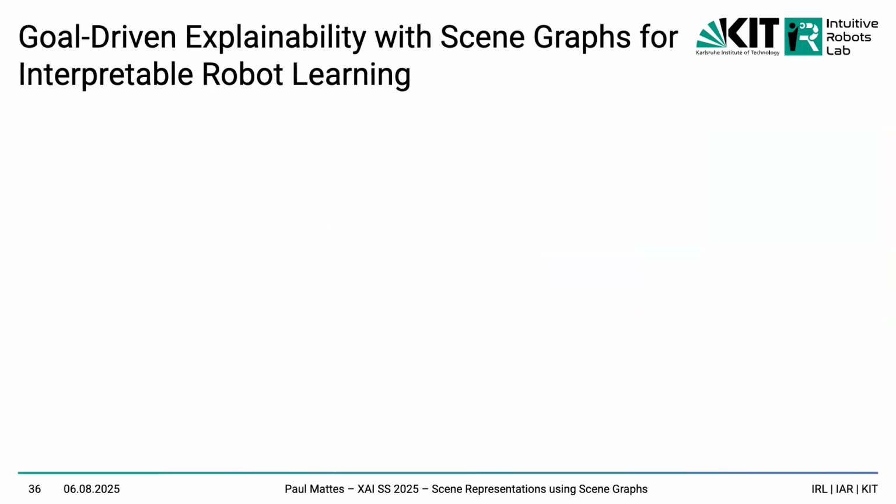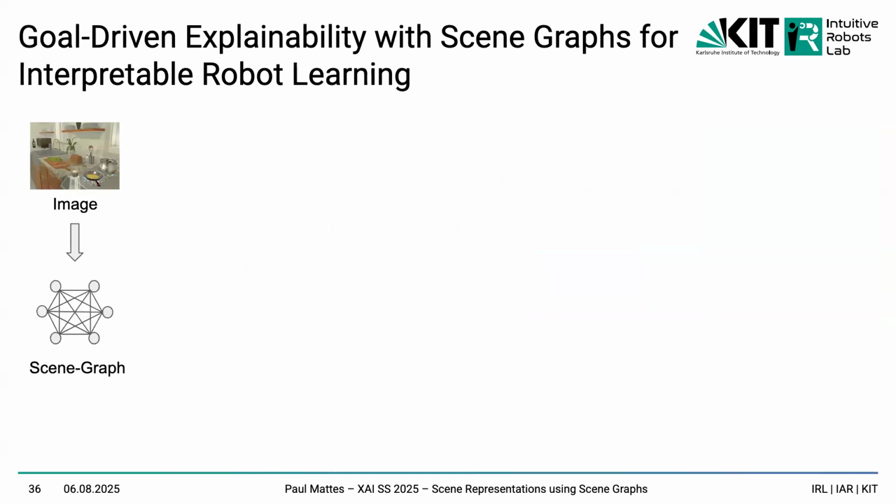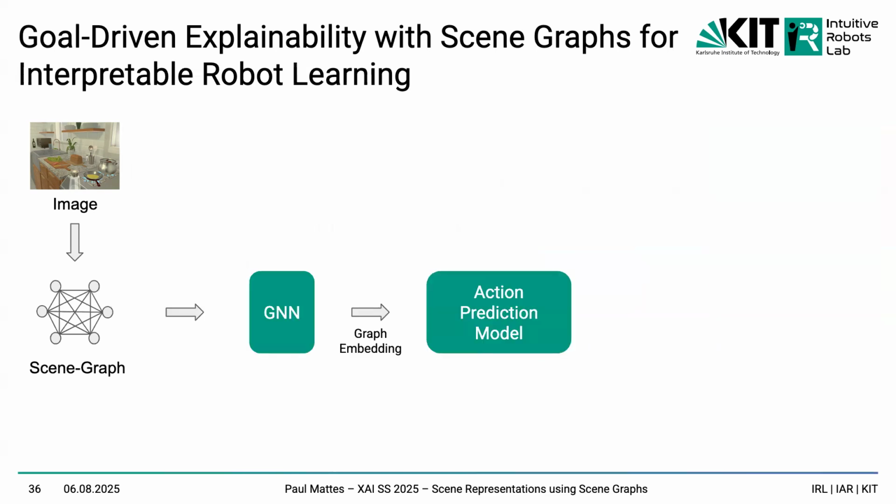And if we now look at robot learning with this approach, we first get an image, we get a scene graph, doesn't matter how, just black magic. We have our fully connected scene graph in this case. And we put this through a GNN, which gives us a graph embedding, and then we put this into our action prediction model. So this graph embedding is actually the whole scene representation, which we could also get from the image using a CNN. And then we get an action and put this in our environment.